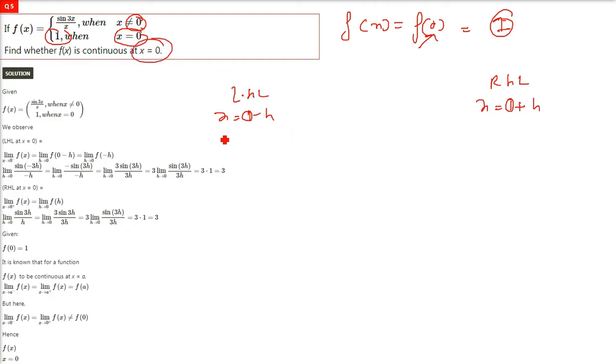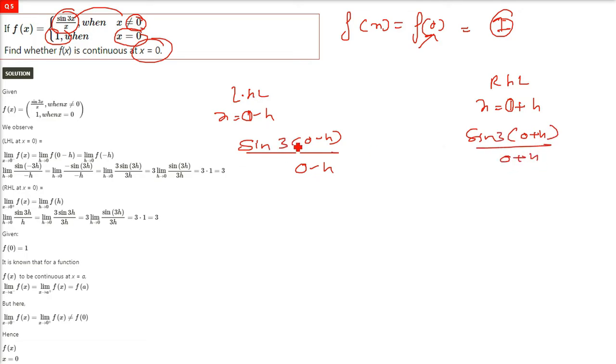Okay. So 0 minus h, we will take this case. So sin 3(0 minus h) divided by, in place of x, 0 minus h. Here sin 3(0 plus h) divided by 0 plus h. So this is going to be sin of minus 3h divided by minus h. Here it will be sin 3h divided by h.